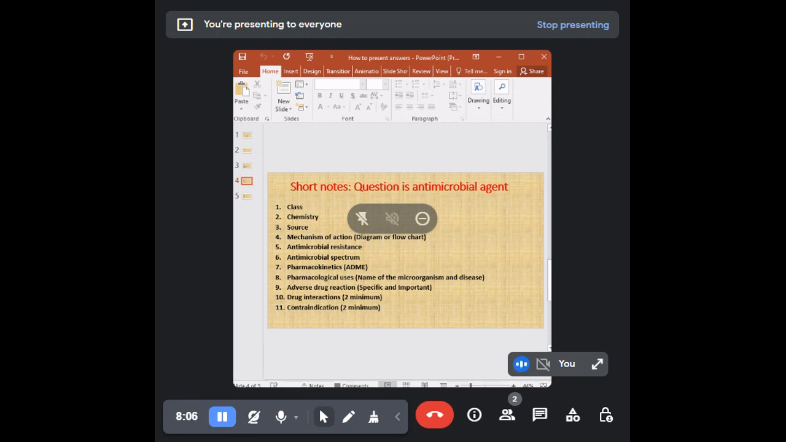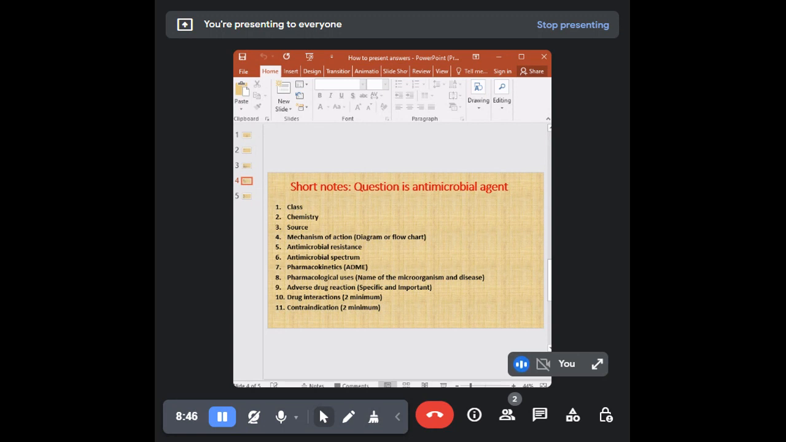Then for antimicrobial agents, the extra is antimicrobial resistance, how the organism gets the resistance. Specific resistance mechanism first, followed by general. Always remember one thing: write important things first, then write common things next. Each antimicrobial will have specific and general resistance, which you can mention. Then come to the antimicrobial spectrum. This is a very, very important part. If you write the organisms correctly, the uses you will write correctly, because they are the link.